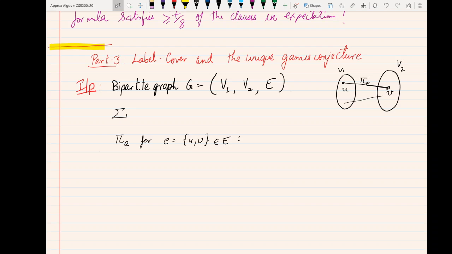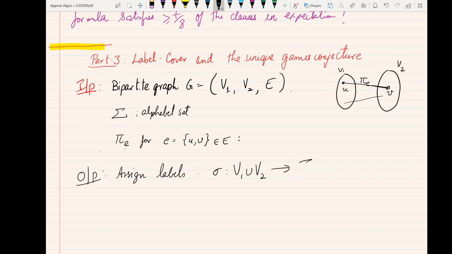In particular, it's a bipartite graph with 2 vertex sets V1 and V2 for the left and the right, and we have a few other parameters that I will describe in a moment. Okay, now the goal as such is to assign a labeling to the vertices from some alphabet set sigma. So I'll call the labels by a function sigma, which goes from V1 union V2 to sigma. Okay, so sigma of u is the label of u.